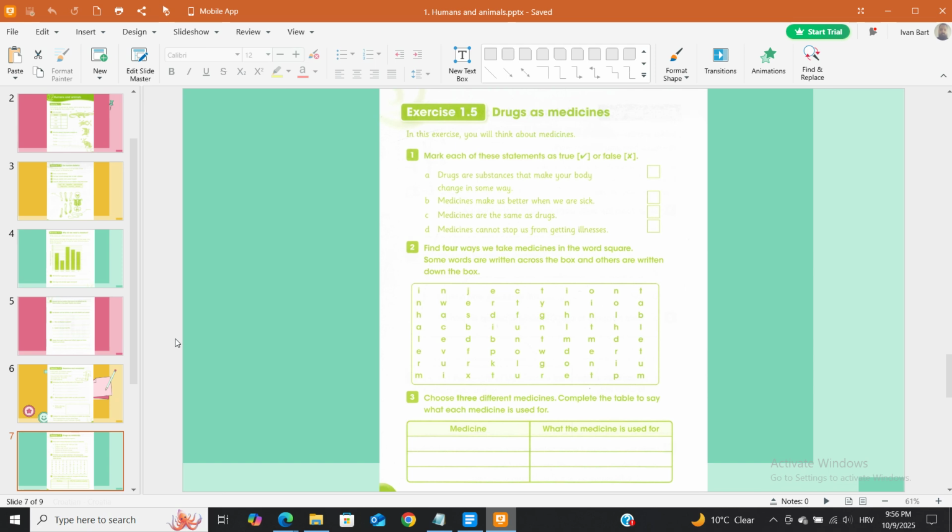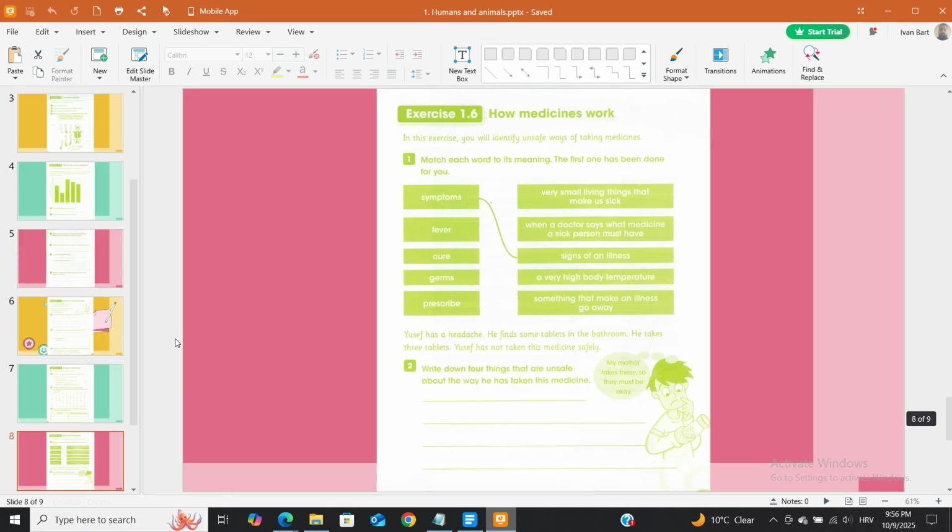3. Choose 3 different medicines. Complete the table to say what each medicine is used for. Medicine. What the medicine is used for. Exercise 1.6 How medicines work. In this exercise, you will identify unsafe ways of taking medicines. 1. Match each word to its meaning. The first one has been done for you.